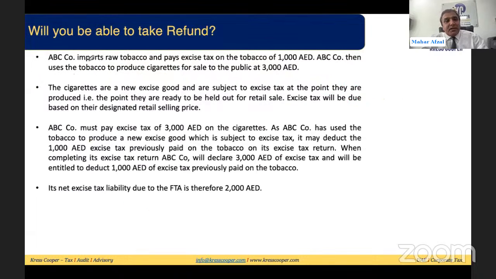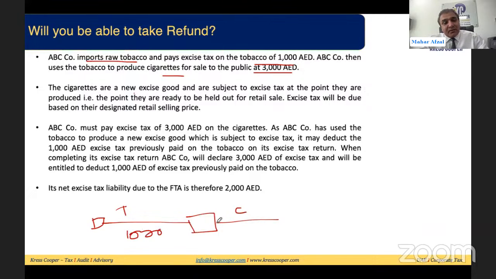Now ABC is importing raw tobacco and pays excise tax on the tobacco of 1000. ABC then uses the tobacco to produce cigarettes for sale to the public for 3000. The cigarettes are new excisable products. This party, importing tobacco, is the manufacturer, and is then selling cigarettes. Tobacco they are importing, cigarettes they are selling. They paid excise duty here, whatever the price.